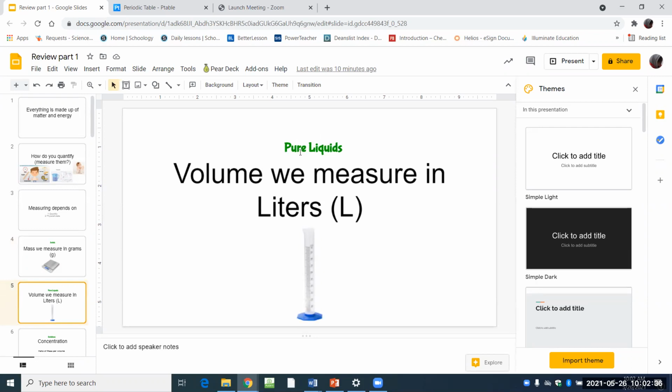Volume, if we're talking about pure liquids, meaning liquids that are not mixed with anything else, we usually measure in liters. In other words, we measure in volume, right? So the amount of space that something occupies. The unit that we use is liters, abbreviated as this capital L.